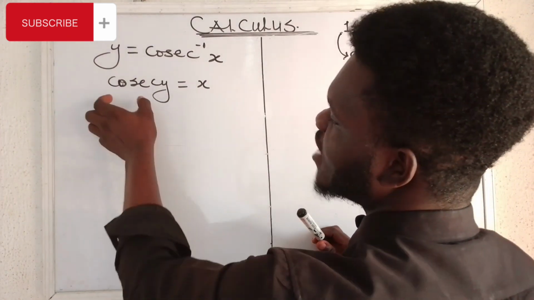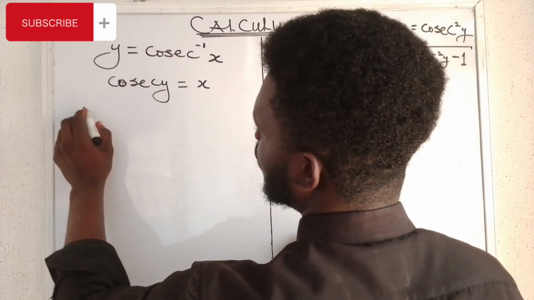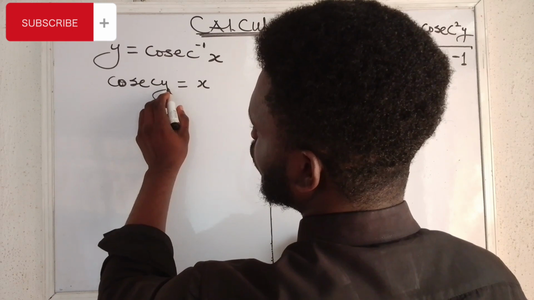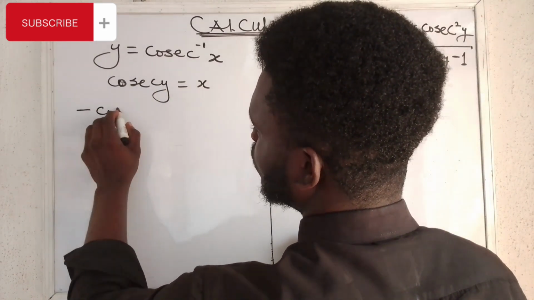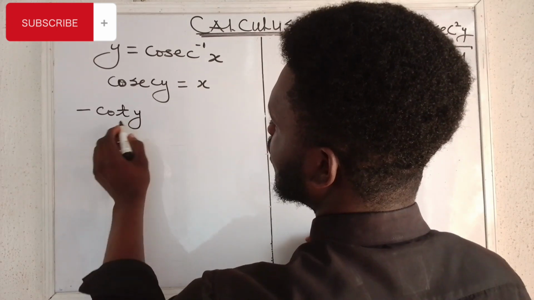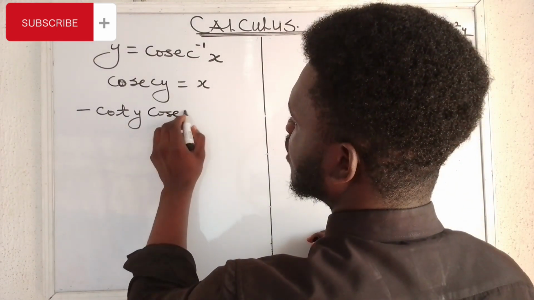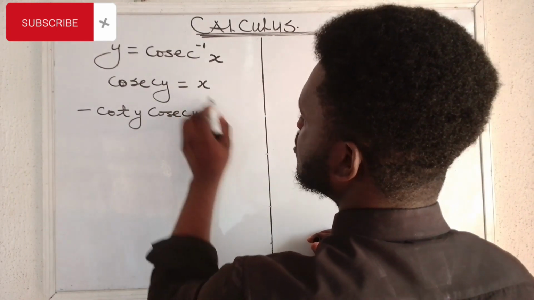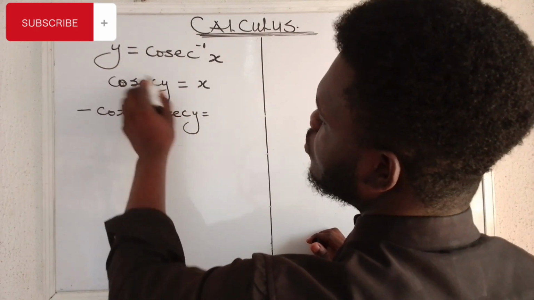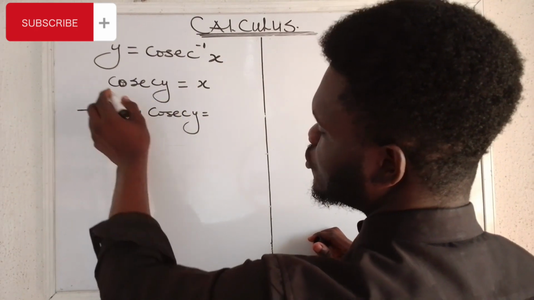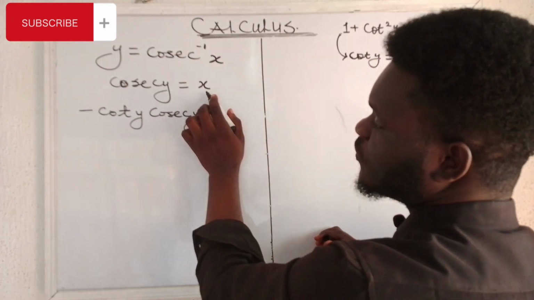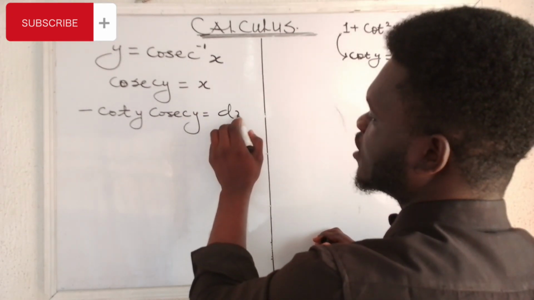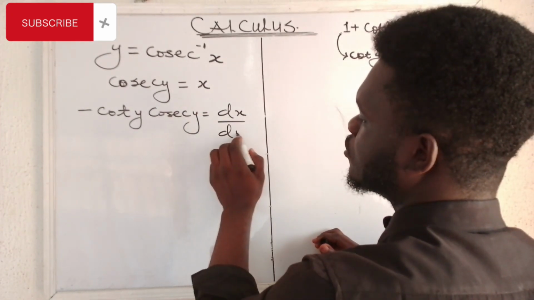So if you find the derivative of cosecant y, since we are looking for y here, you are going to get negative cotangent y and cosecant y. This is what you are going to get. Don't forget you are differentiating both sides, because whatever happens to the right hand side happens to the left hand side. So since you have differentiated cosecant y, you have to differentiate x. And if you are doing that, you are going to get dx/dy.